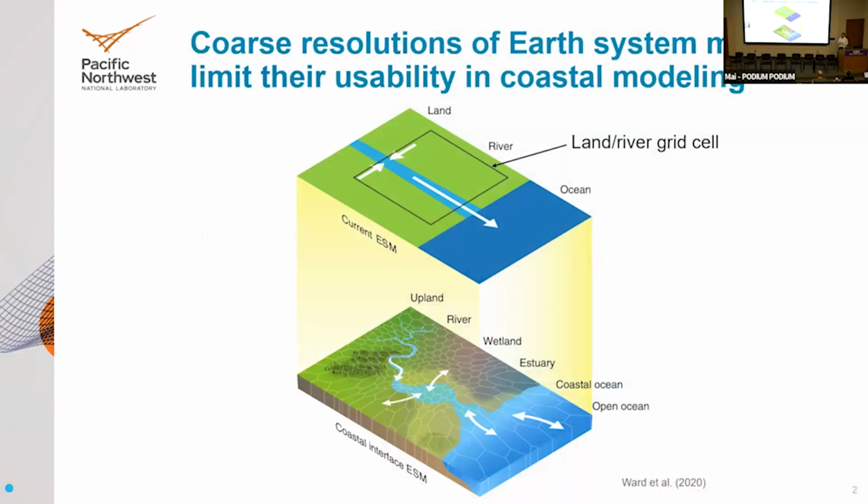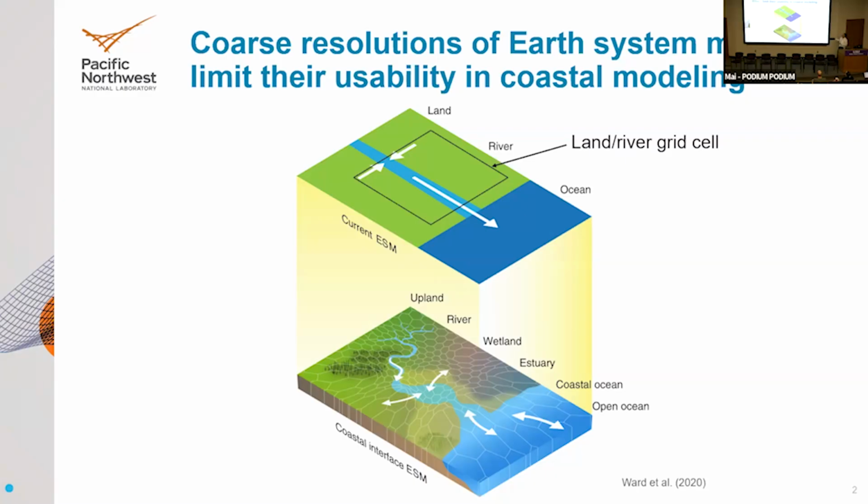Before I introduce these new capabilities, I want to emphasize 2 limitations in current Earth system models that motivate our model development. The first limitation is that the coarse resolution of current Earth system models limits their usability for coastal modeling. This limitation is shown in this diagram I borrowed from Leaky's work, who is also at this workshop. The top row shows the spatial structure of the current Earth system model, how the land, river, and ocean components are represented.